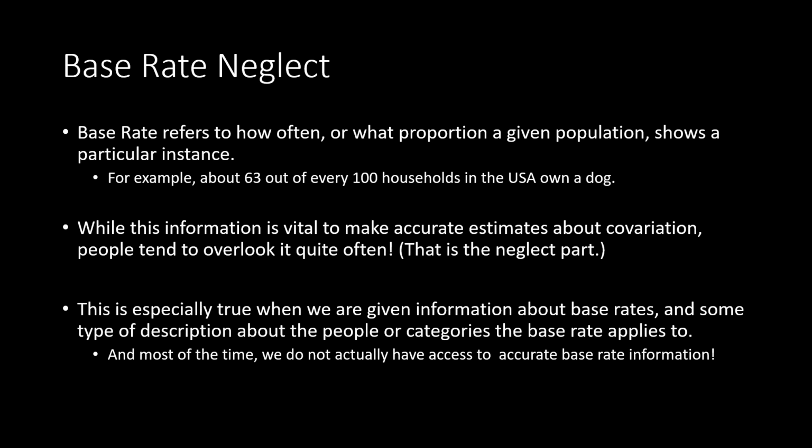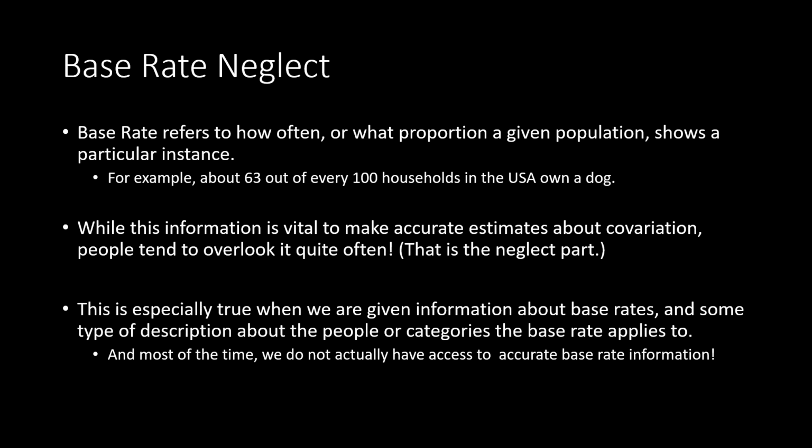Finally, we have something called base rate neglect. So base rates just refer to how often, or what proportion of a given population, shows some particular instance, trait, or quality. An example of that would be about 63 out of every 100 households in the United States of America own a dog. Right? This is not saying that if you were to take every 100 households, always 63 of them would own dogs, but if you were to go across all of the United States of America and chop it up into batches of 100 households, on average about 63 of them will have dogs.